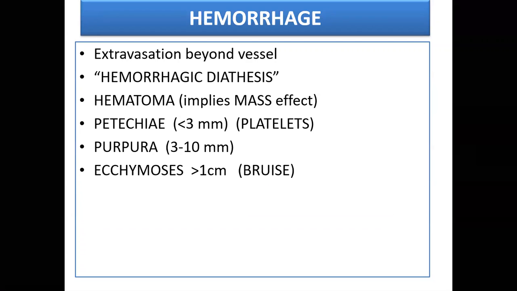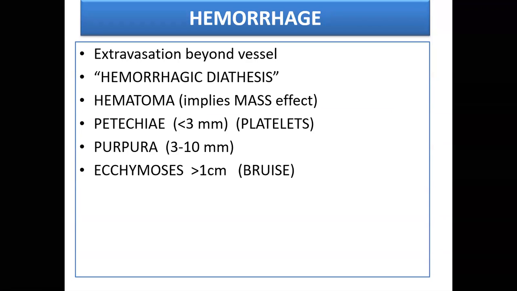If they are slightly bigger, we call them purpura. If they are less than 1 centimeter but bigger than petechiae, we call them purpura. And if they are really big, more than 1 centimeter, we call them a bruise in English or ecchymosis in medical terminology. Okay, so these are three more definitions: petechial hemorrhages, purpura, and ecchymosis. All of them are secondary to bleeding. Usually petechial hemorrhages and purpura are secondary to a platelet problem. The only difference between the three of them is the size.